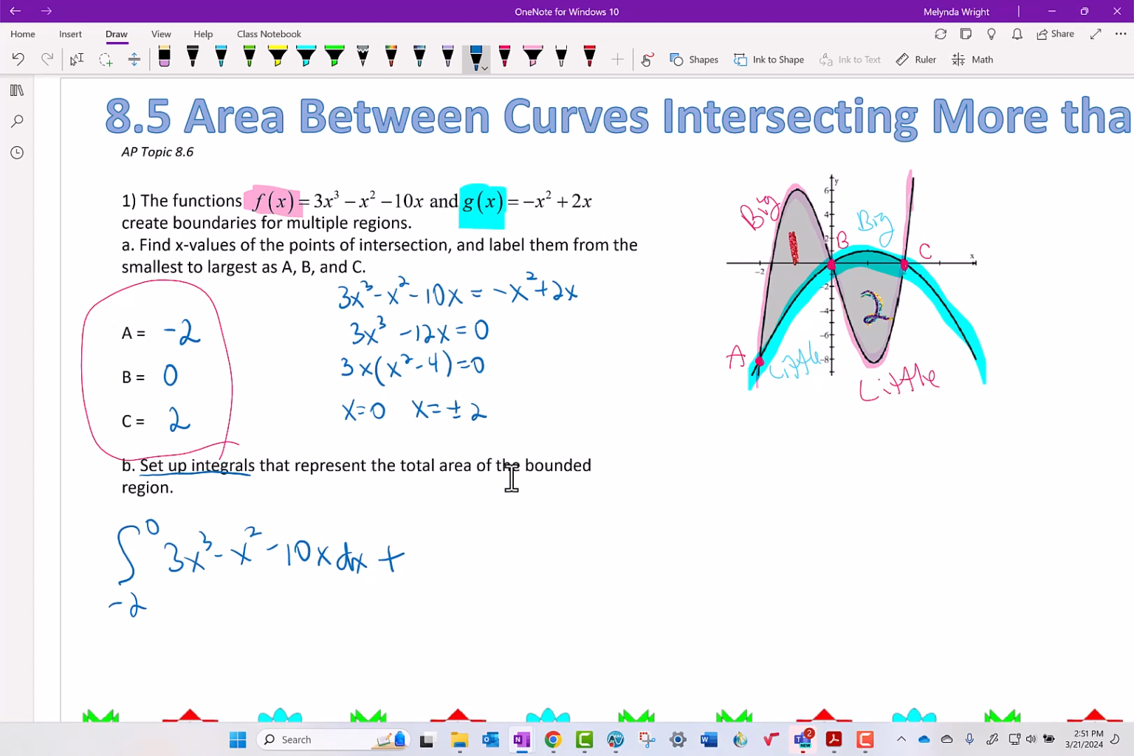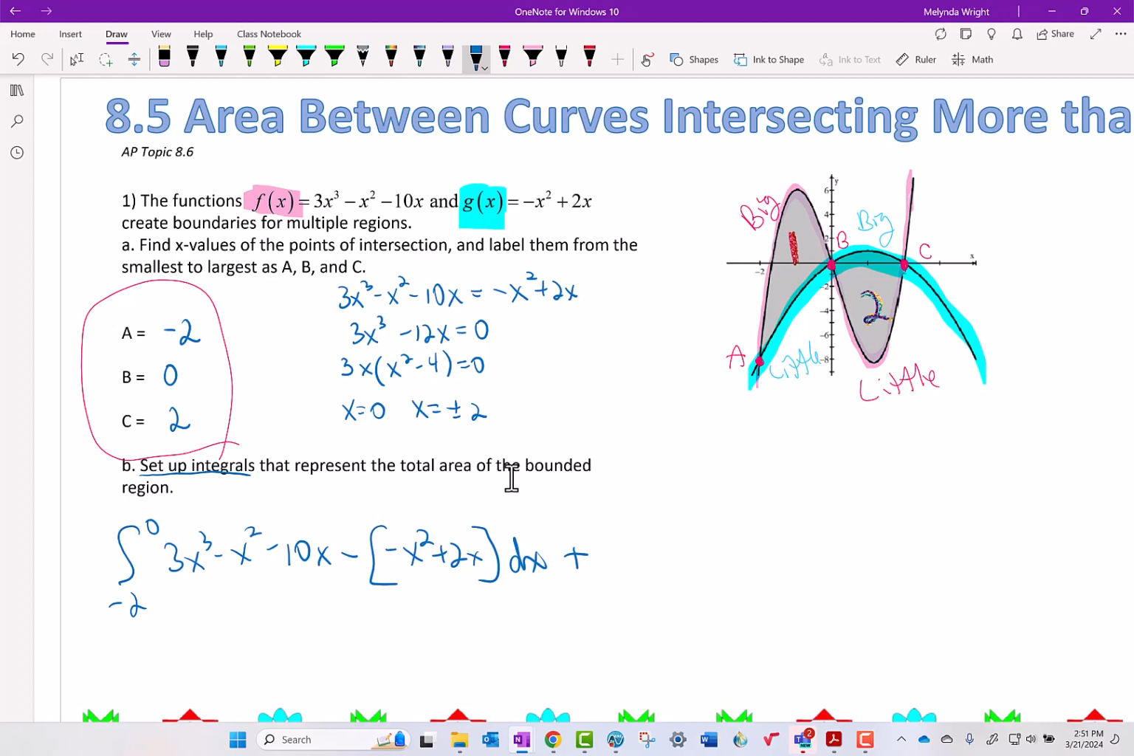And then we want to add the second region or area. This one is going to go from 0 to 2. Now this time the blue one is big, right? Blue is big, it's upper. Why did you not subtract g of x? Oh yes, I need to slide that in there. We need to subtract the g of x. And then our blue one was -x squared plus 2x dx. Okay, so that's our very first big minus little.